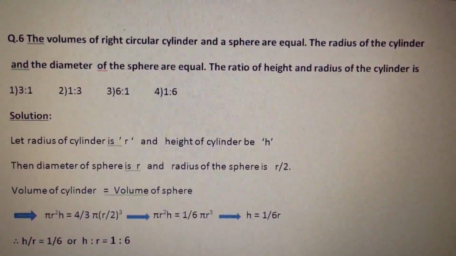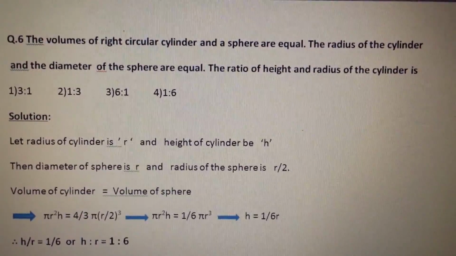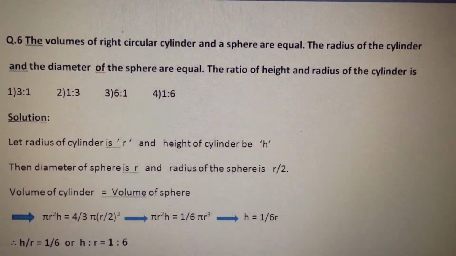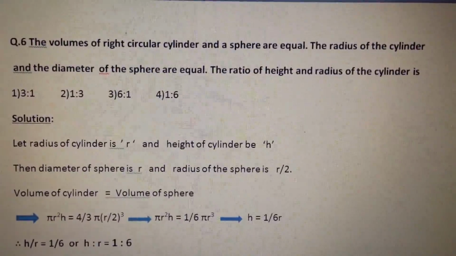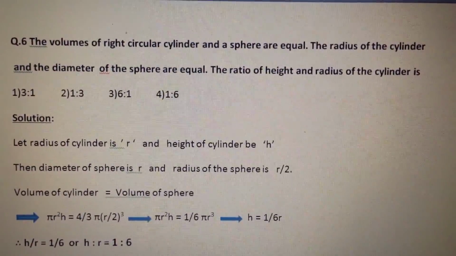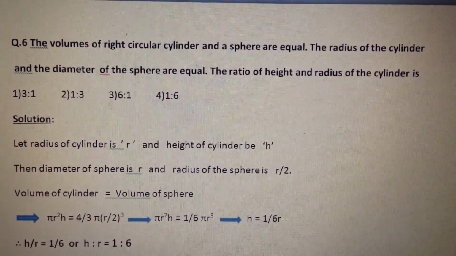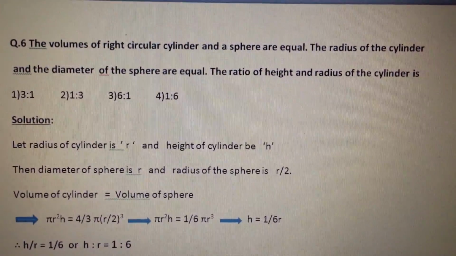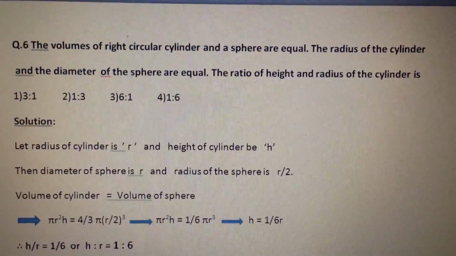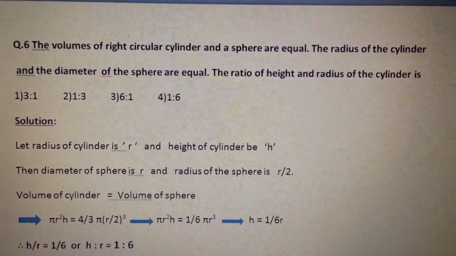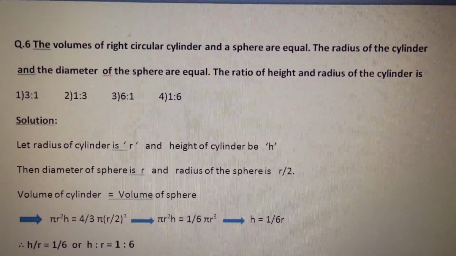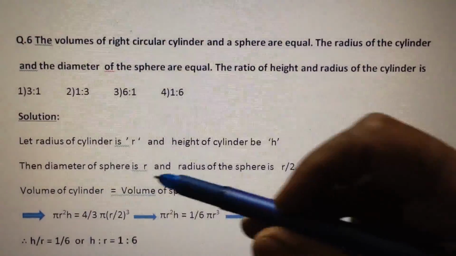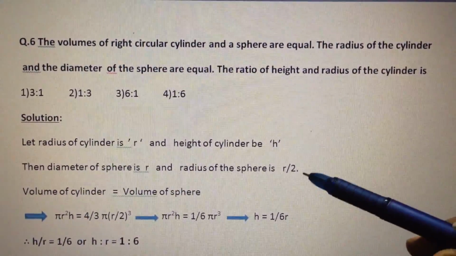Next question. The volumes of a right circular cylinder and a sphere are equal. The radius of the cylinder and the diameter of the sphere are equal. The ratio of height and radius of the cylinder is. Let the radius of the cylinder be r and the height of the cylinder be h. It is given that the radius of the cylinder and the diameter of the sphere are equal. So the diameter of the sphere is r and the radius of the sphere is r by 2.